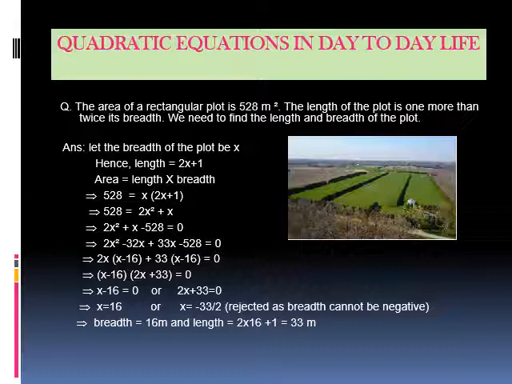Now, as you have learned the method of factorization, I follow the same and I am able to solve the equation by getting the two roots of the equation as 16 and -33/2. But I reject -33/2 because the breadth of a rectangular plot cannot be a negative number. So I am here with my answer. The breadth of the rectangular plot is 16 meters and therefore the length will be 33 meters.